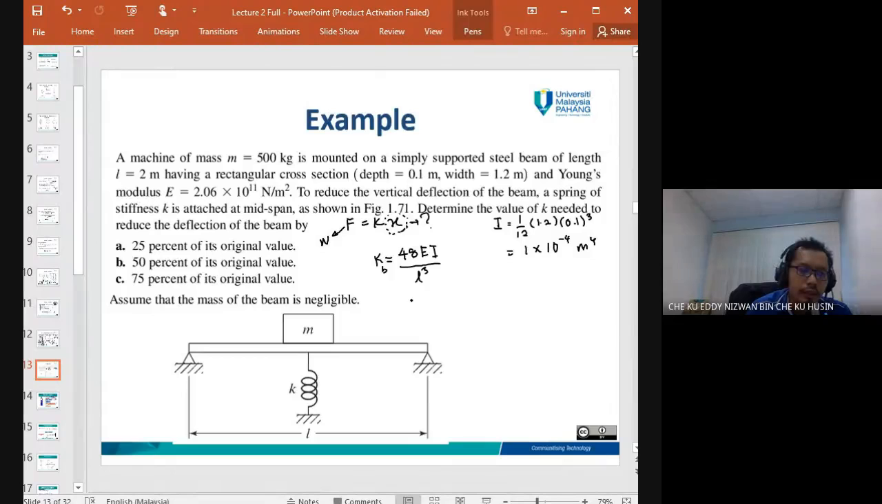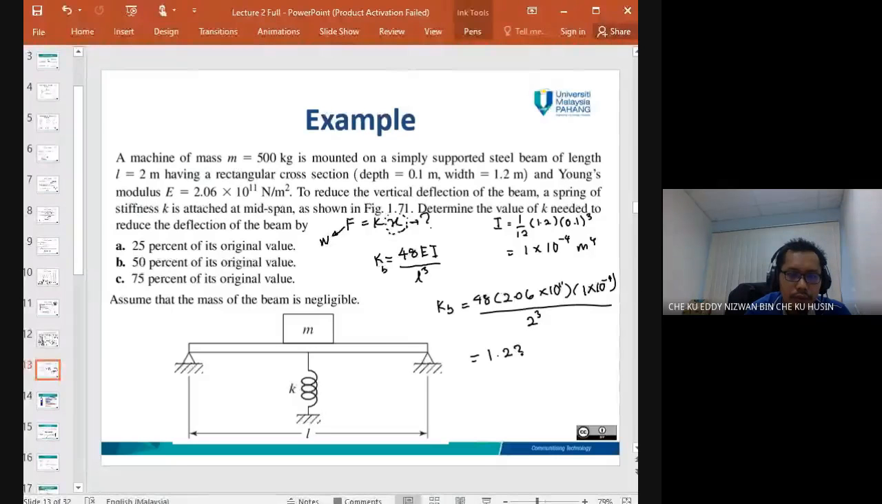So now we can calculate the KB. K beam here is 48 times 2.06 times 10 power of 11, times I, over L, which is given in the question as 2 meter, 2 power of 3. So you should get 1.236 times 10 power of 8.